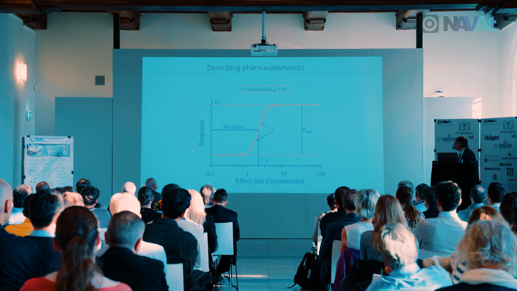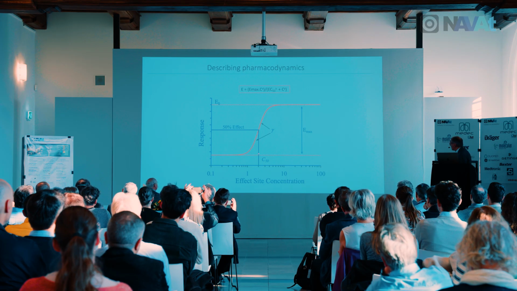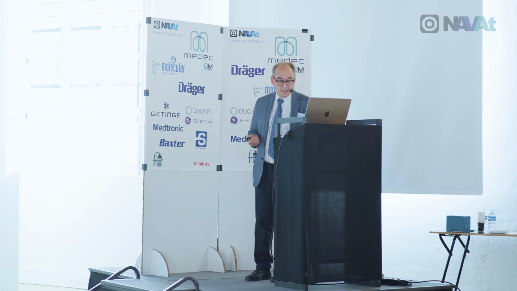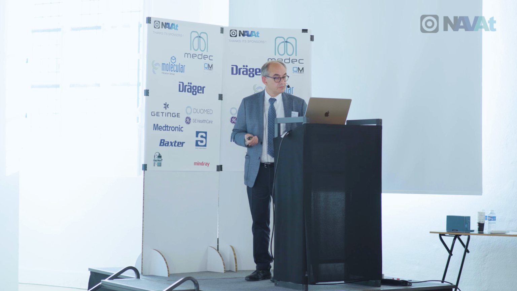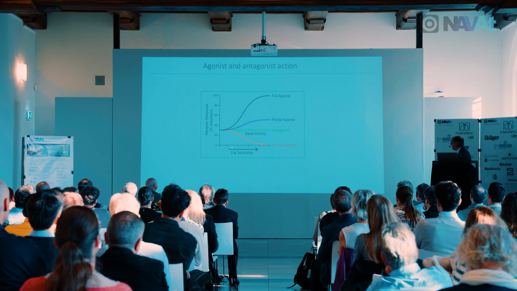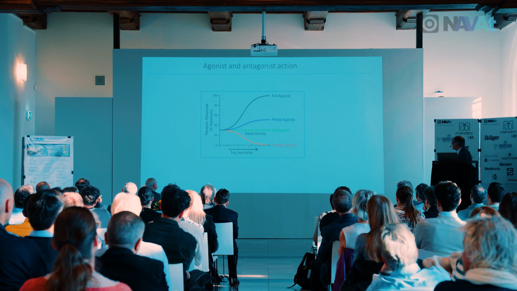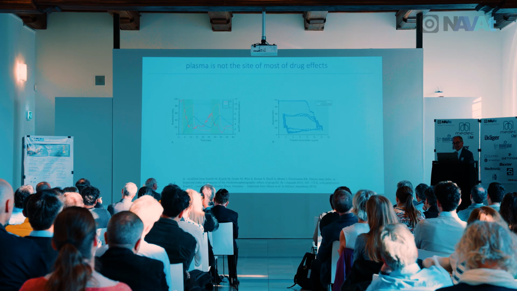You can describe that pharmacodynamic relationship with four parameters: Emax, gamma, EC50, and E0. And this is what we know from our textbooks, that if the drug is a full agonist, you go to 100% effect; with a partial agonist, not full effect; and then there is the inverse agonist.